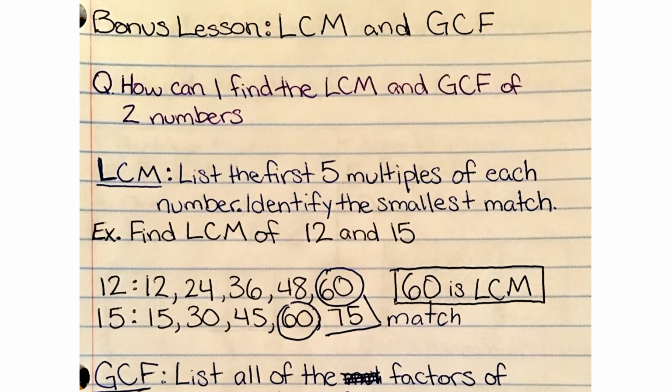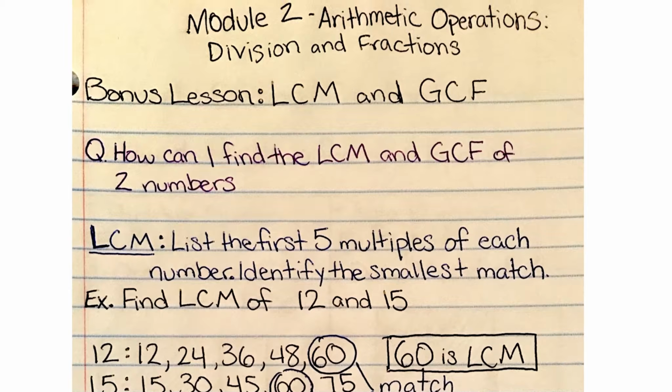Alrighty, so today's lesson we are going to be talking about greatest common factors and least common multiples, the LCM and the GCF. I know this is something that we've done before, but we're going to take a look at it in case you ever need to reference your notes. The question is, how can I find the LCM, least common multiple, and the greatest common factor, or the GCF, of two numbers? There are going to be two different explanations here, one for the least common multiple and one for the greatest common factor.